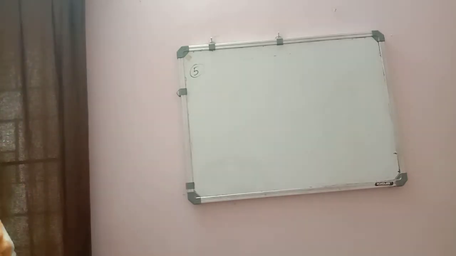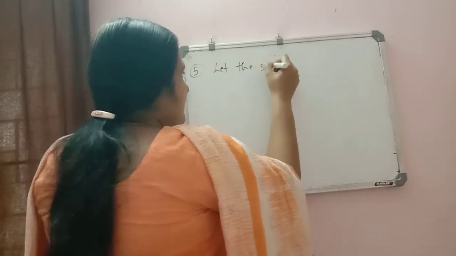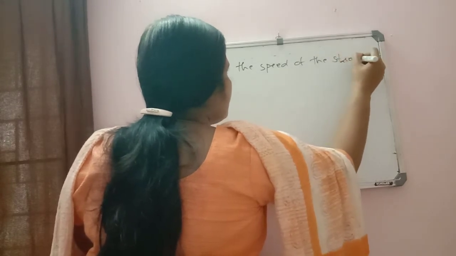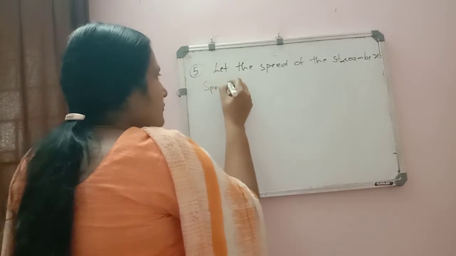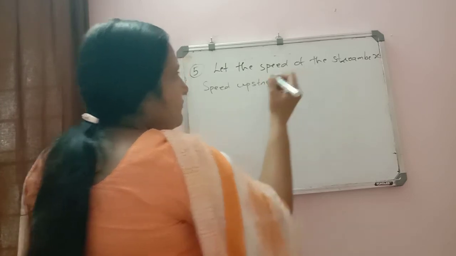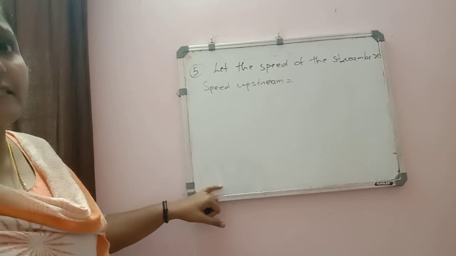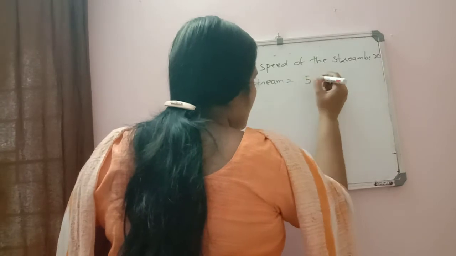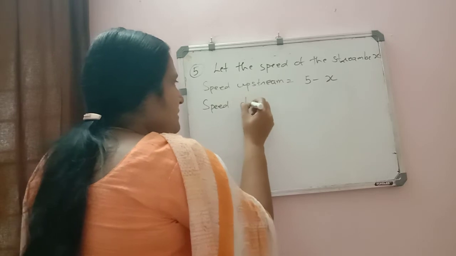As we did in the previous question, we'll write: let the speed of the stream be x. As we wrote in the previous question, we'll write what will be the speed upstream. Speed upstream will be equal to, the speed of the boat is given 5. Always write 5 first. Speed of the boat only should be written first. Speed upstream will be equal to 5 minus x, and then we will write speed downstream.